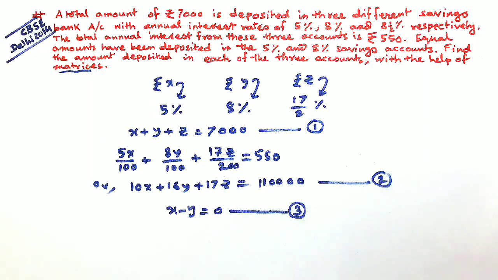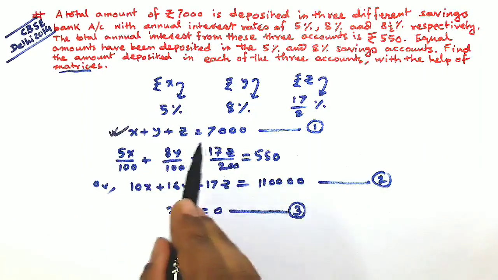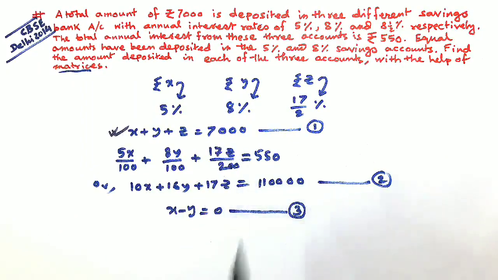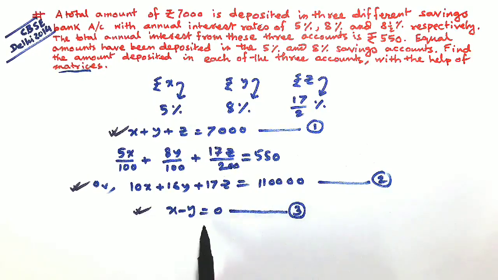So our 3 equations are respectively: first one is x plus y plus z is equal to 7,000. Second equation is 10x plus 16y plus 17z is equal to 110000, and the third one is x minus y is equal to 0.